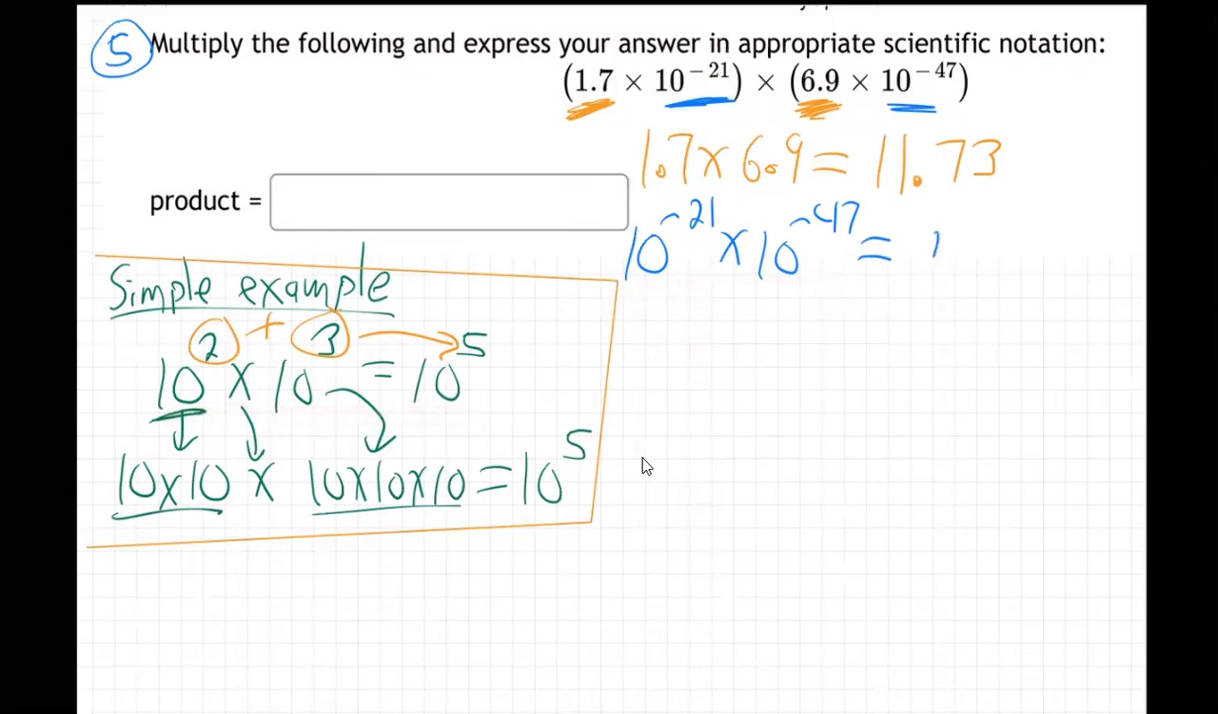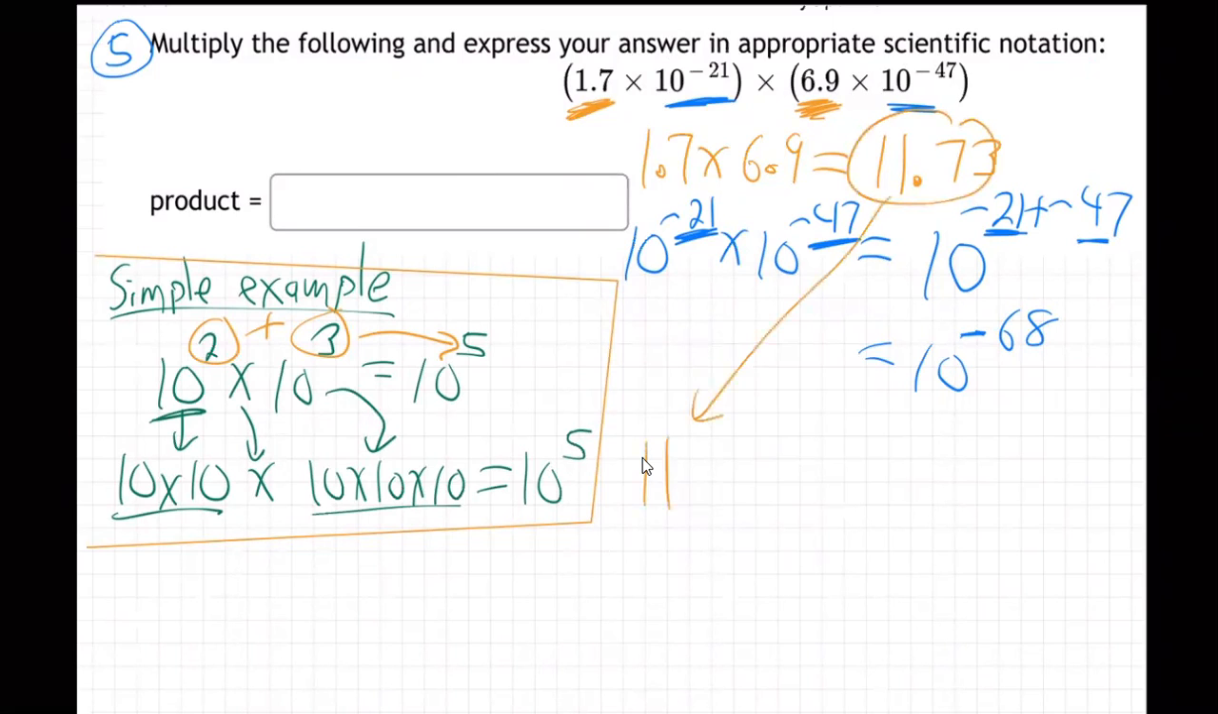Same exact plan. So negative 21 and negative 47. So it's going to be negative 21 plus negative 47. You just add the two negatives, huh? So what is that? Use your calculator: negative 68. Oops, kind of ugly. So negative 68. All right, good. So we got our answer. Let's bring it down. So it's 11.73 times 10 to the minus 68. Are we good there?